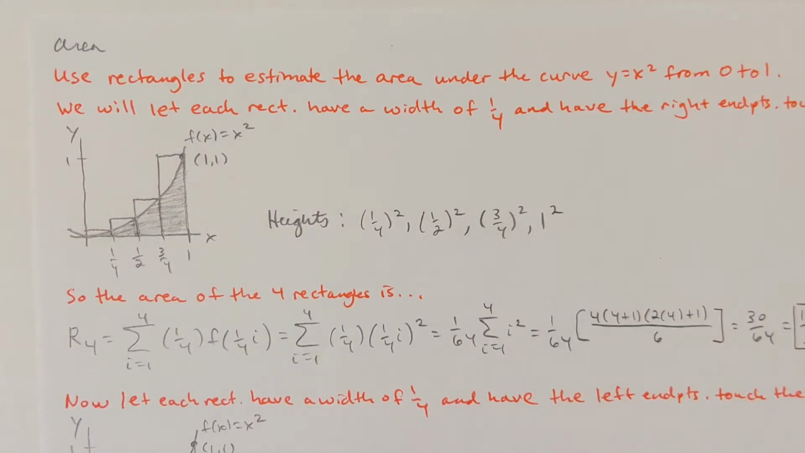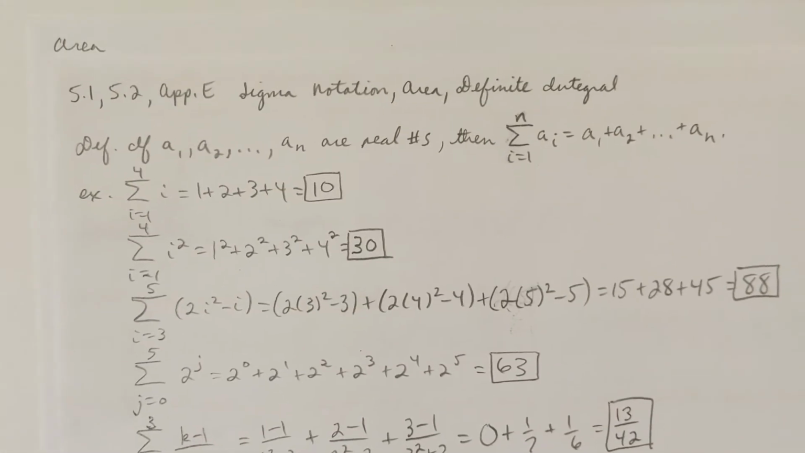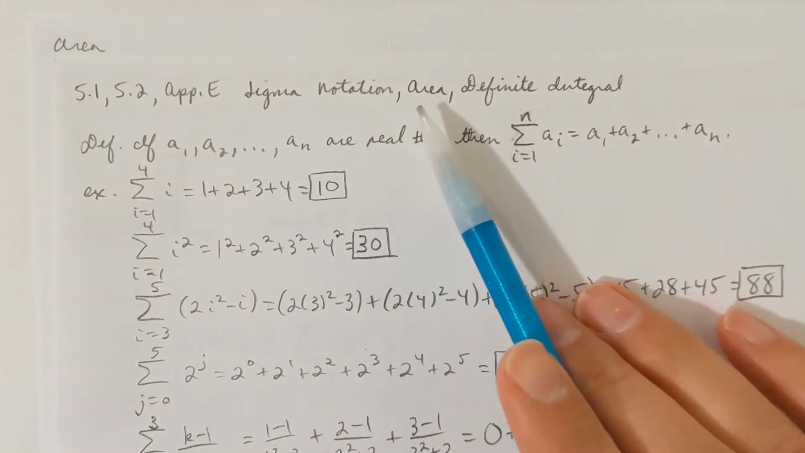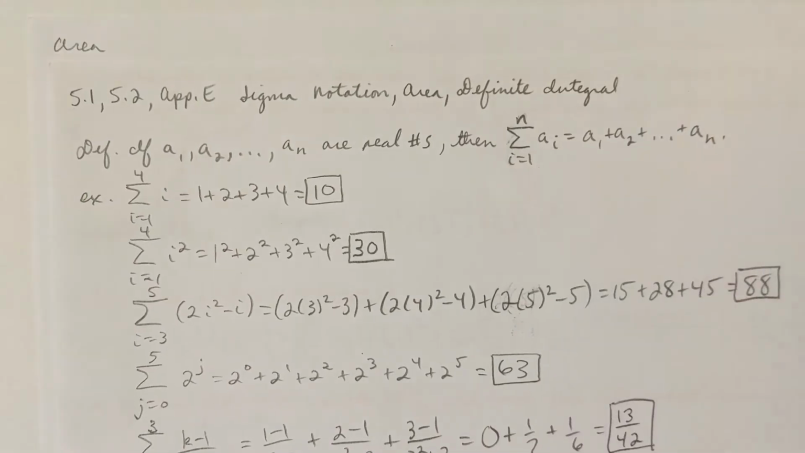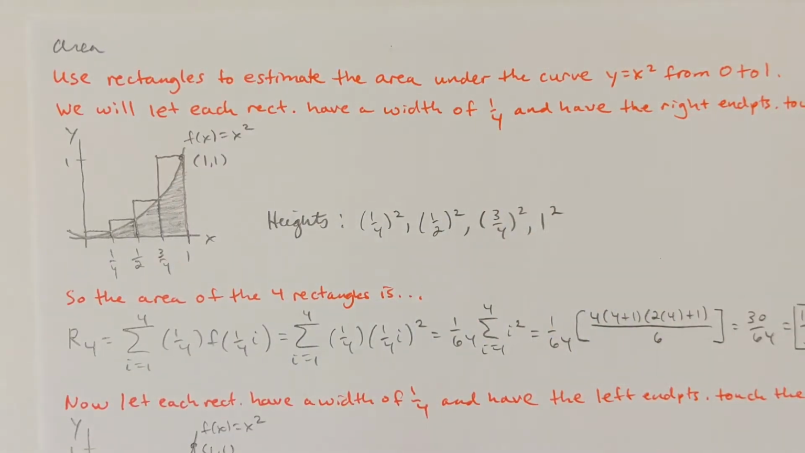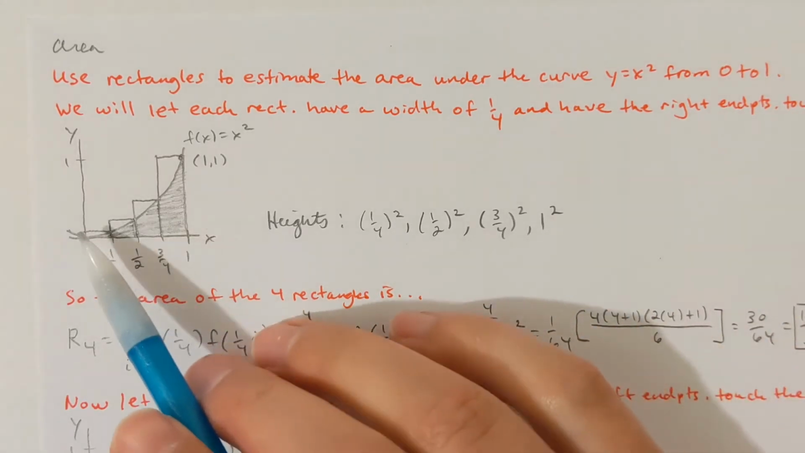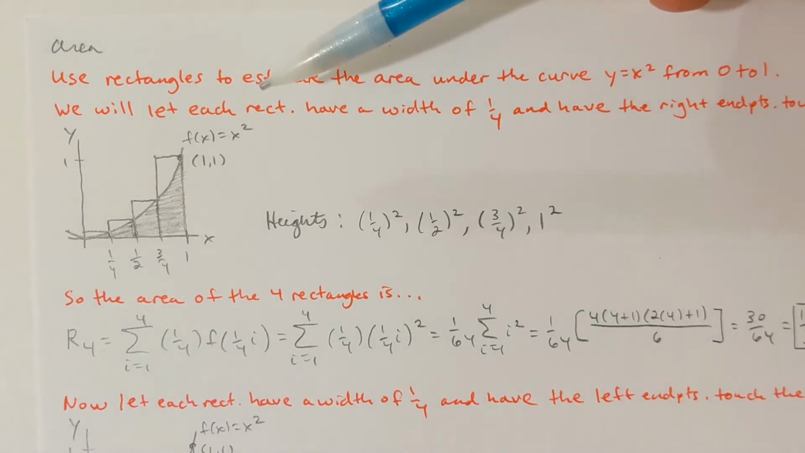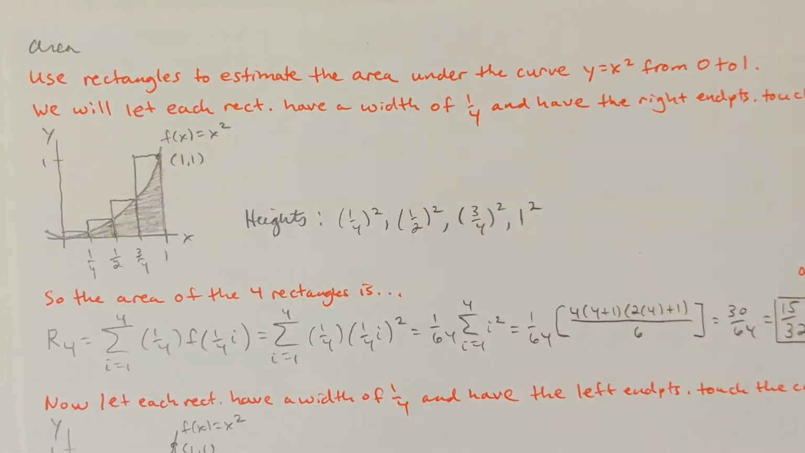Okay, in this video I'm going to introduce the idea of area under the curve with what's called a Riemann sum. Now we're still in sections 5.1 and 5.2. I've combined those sections. I've already talked about sigma notation, and so we're going to look at area and the definite integral in the next couple of videos here. Now suppose that I wanted to find the area underneath the curve y equals x squared between 0 and 1.